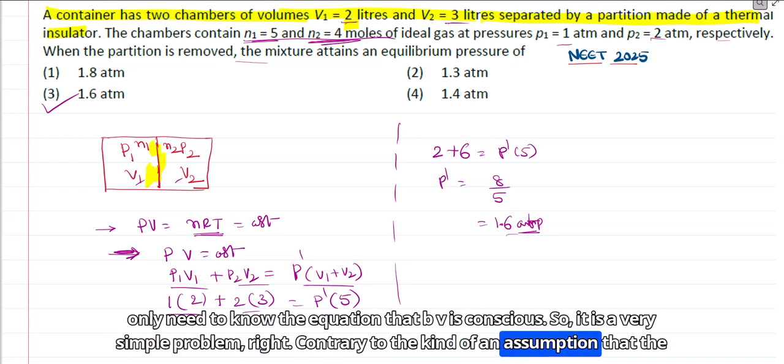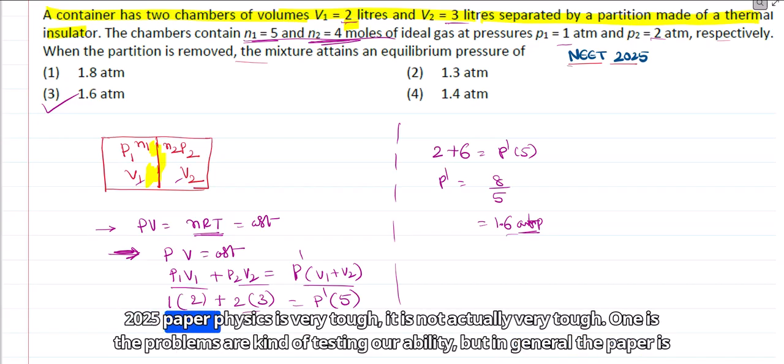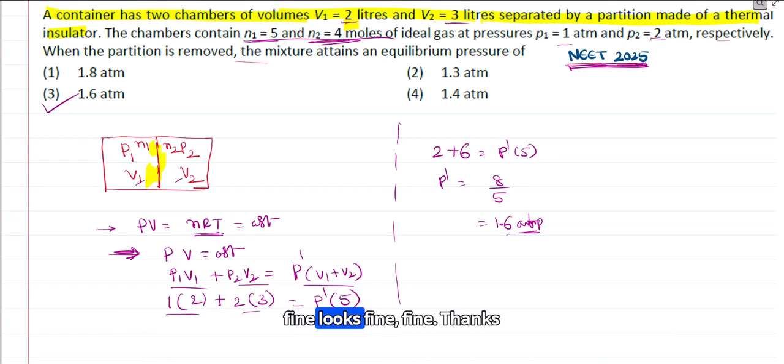Contrary to the assumption that the NEET 2025 physics paper is very tough, it's not actually very tough. Only a few problems are testing our ability, but in general the paper looks fine, right?